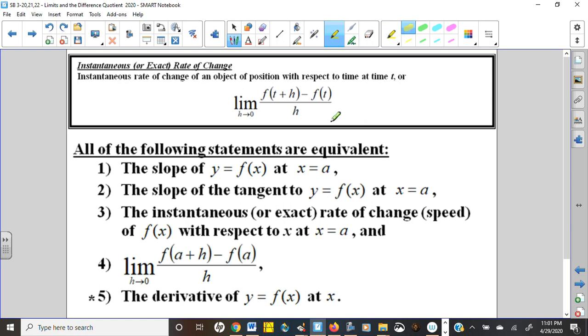I will tell you this: look for words like at, right, exact, instantaneous. These are all giveaways. Tangent. These are all giveaway words that tell you that we're not just dealing with average rates of change anymore. We're really dealing with something much more powerful.